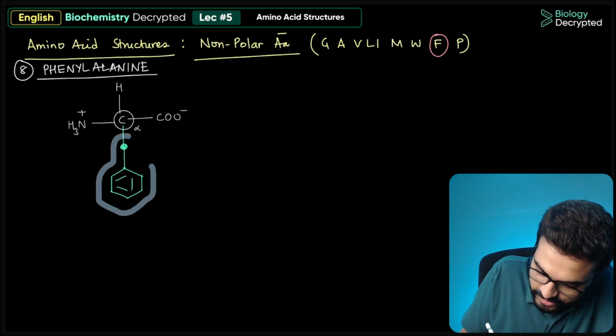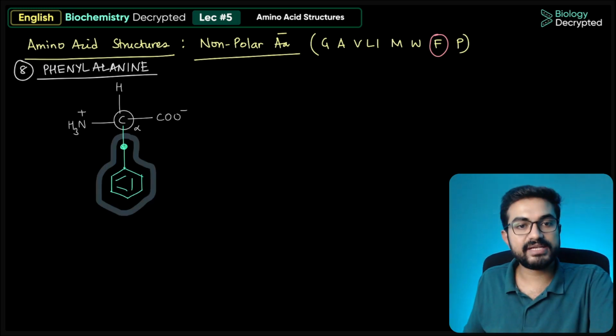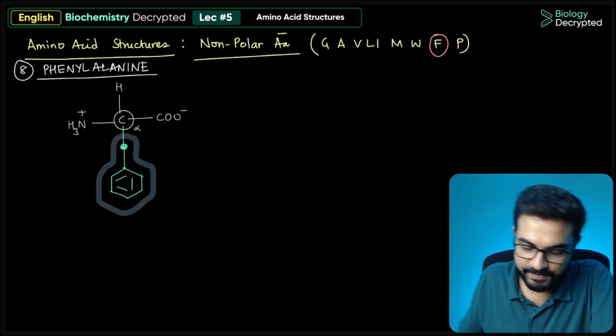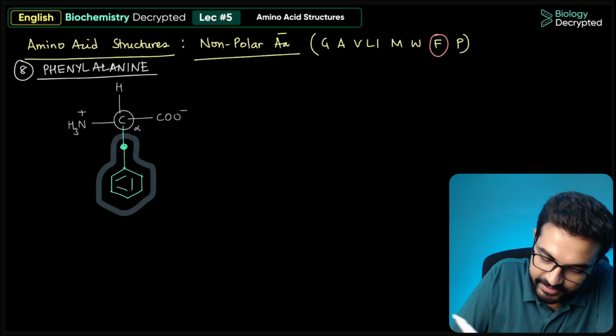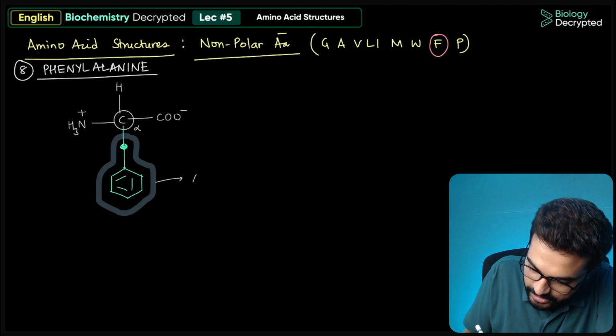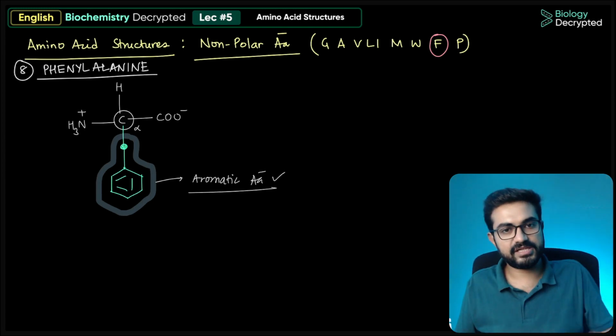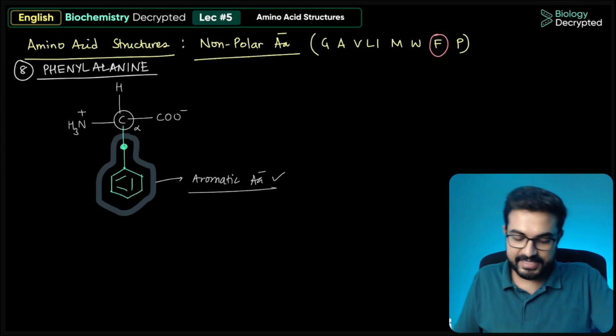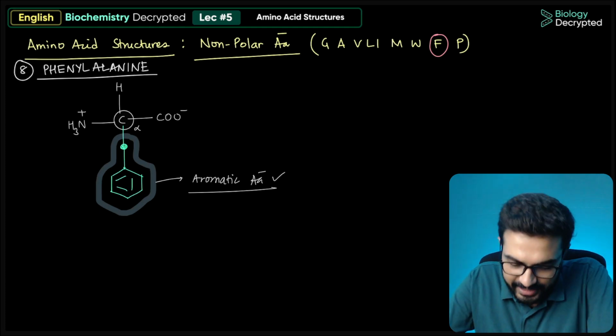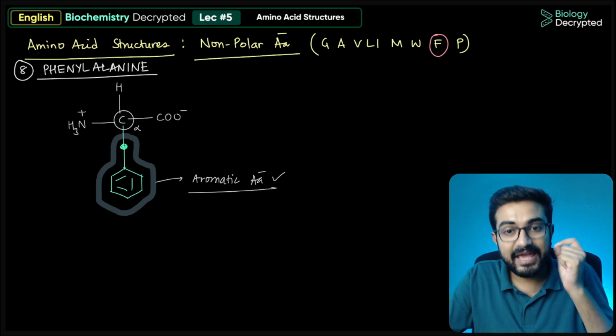this is also an aromatic amino acid. A bulky chain is present here. So let me write it here. This is also an example of aromatic amino acid. This is aromatic, at the same time it is non-polar. This is phenylalanine, and you get the sound of F from here.